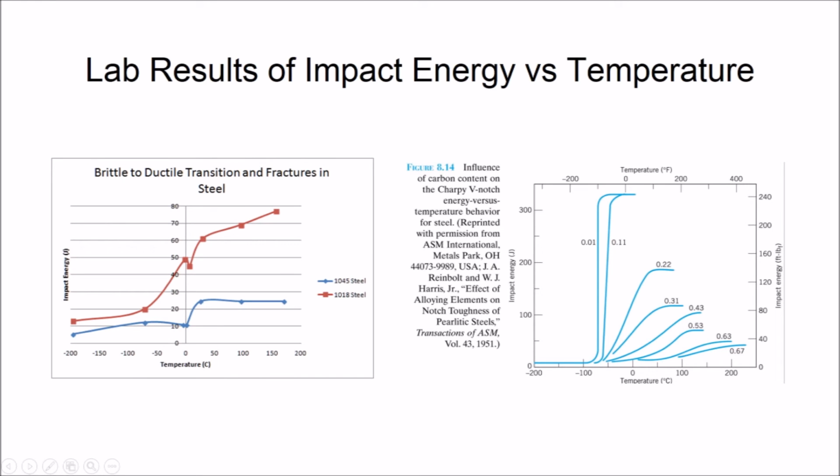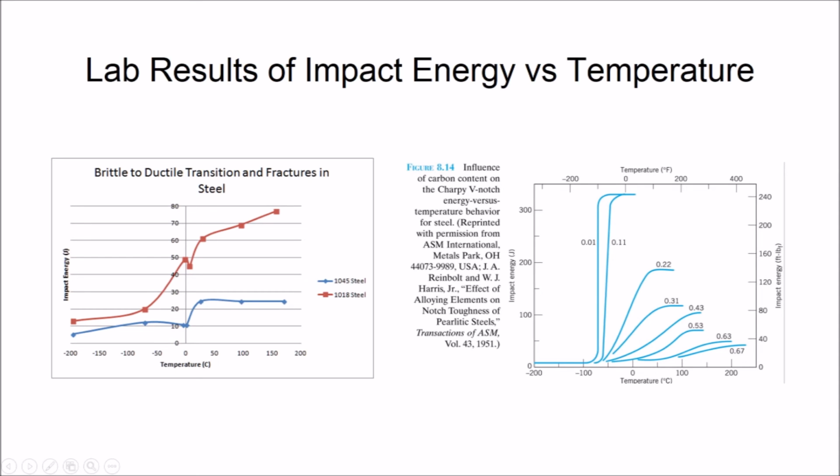The temperature versus impact energy plots of the 1018 and 1045 steel are similar to the shapes of the plots that came from the Callister book. From the graph, you can see that the more carbon the sample has, the lower the impact energy. This is because as the number of interstitial carbon atoms increases, this hinders dislocation movement. This causes the material to be more brittle, which lowers the impact energy needed to cause failure.